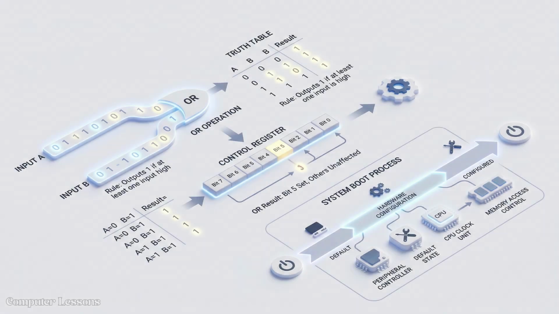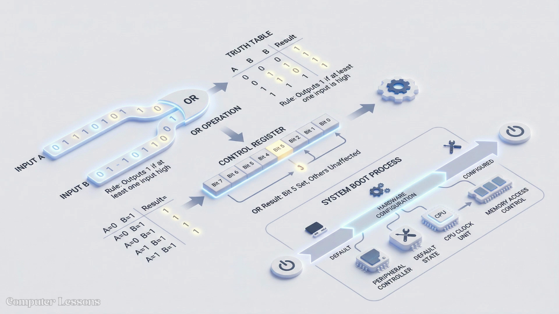In contrast, the OR operation outputs a 1 if at least one of the inputs is high. This logic is used to set specific bits within a control register without affecting others. It allows flexible configuration of hardware components during the initial system boot process.